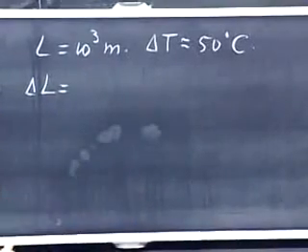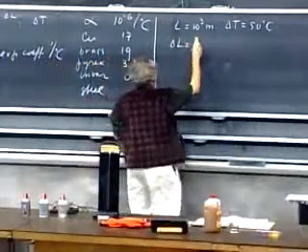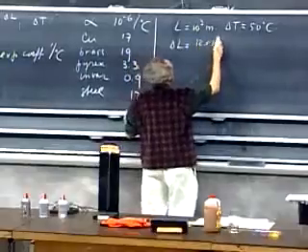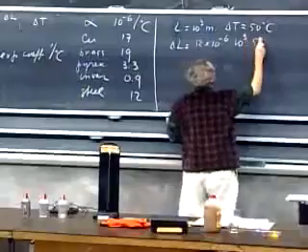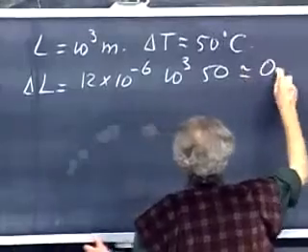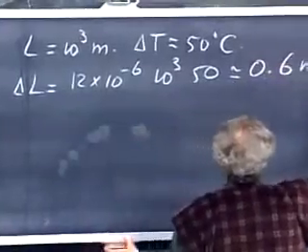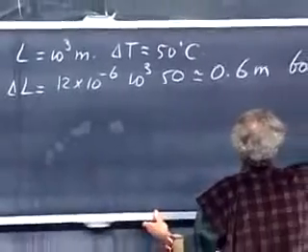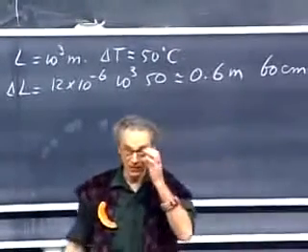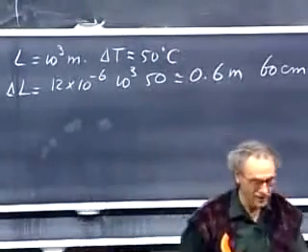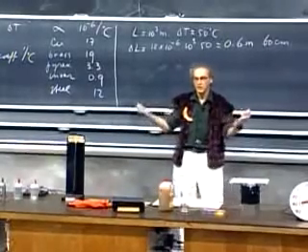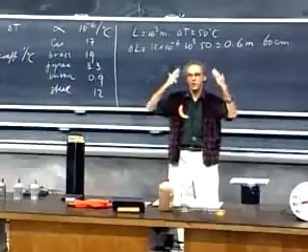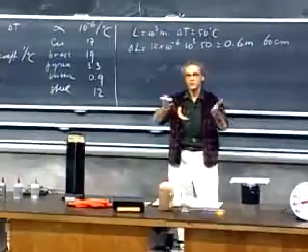Well, that would be 12 times 10 to the minus 6 times 10 to the third times 50, and that is about 0.6 meters, which is about 60 centimeters. So what are you going to do with that now? How is that solved? If the rail wants to get longer and can get longer, it will start to bulge either in this way or sideways, whichever is the easiest.